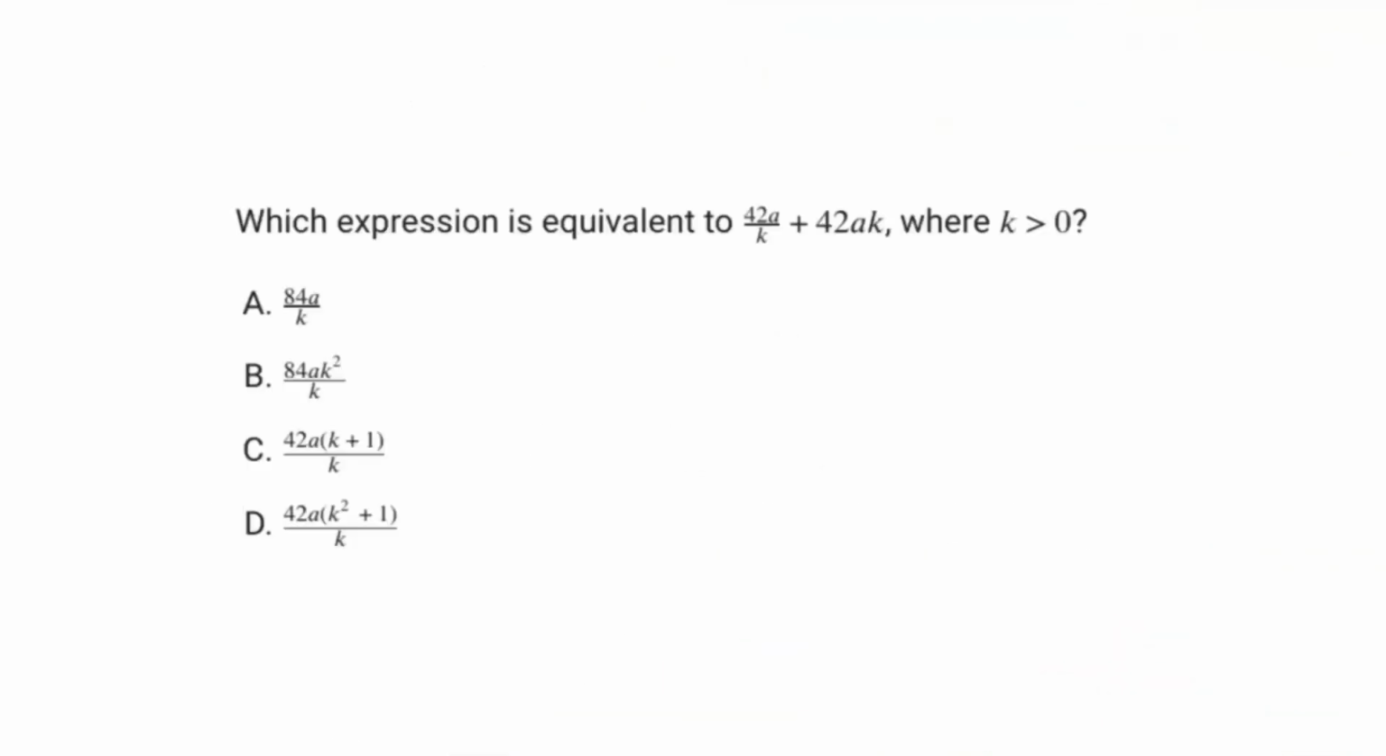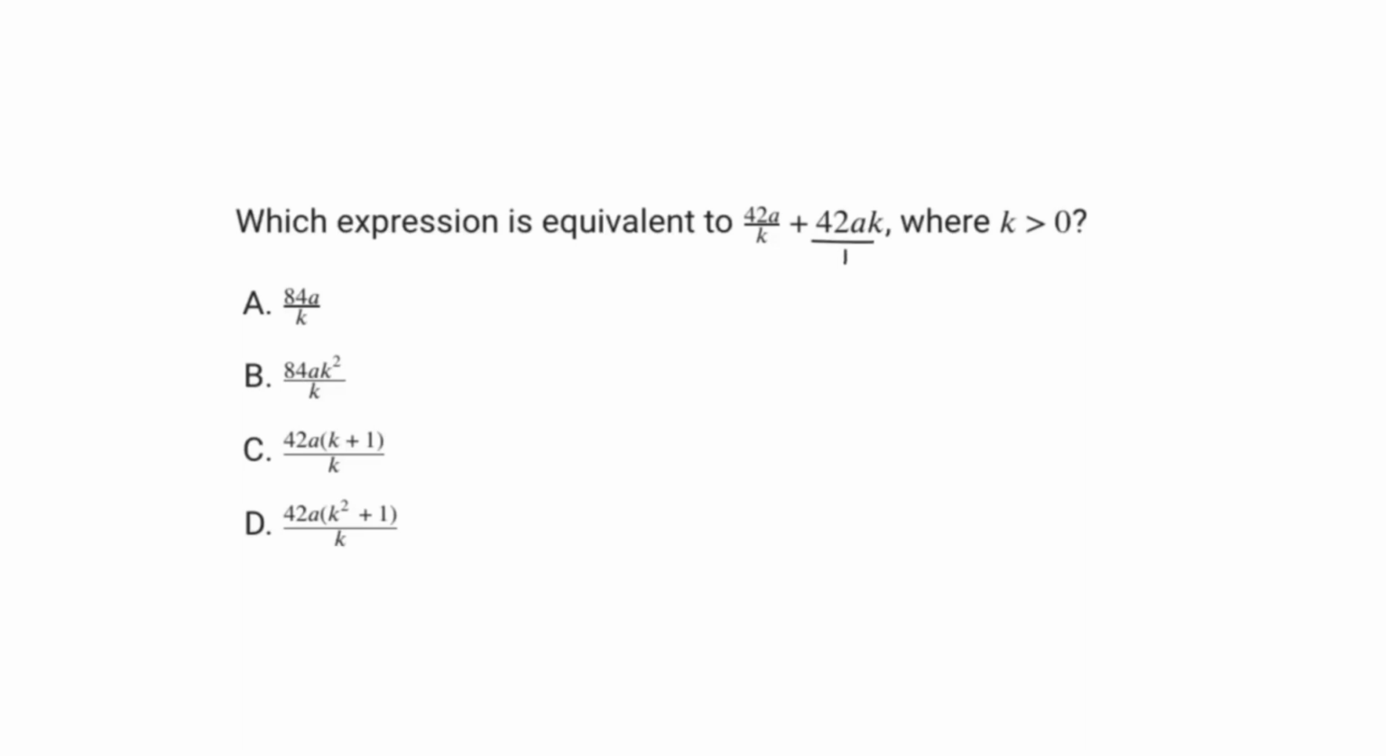Which expression is equivalent to 42a over k plus 42ak, where k is a value greater than 0, and we get all these answer choices. All right, so what we're going to do here is pretty much just try and simplify this into its simplest form. So we get 42a, oh wait, actually, let me backtrack. So you get 42a over k, right? And we get 42ak over 1, let's say.